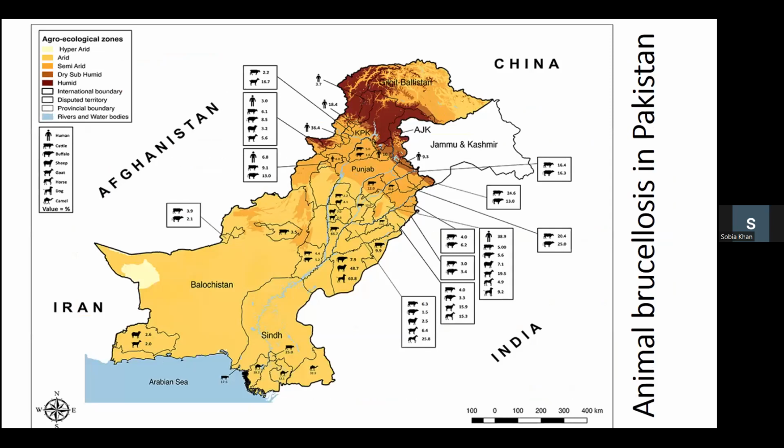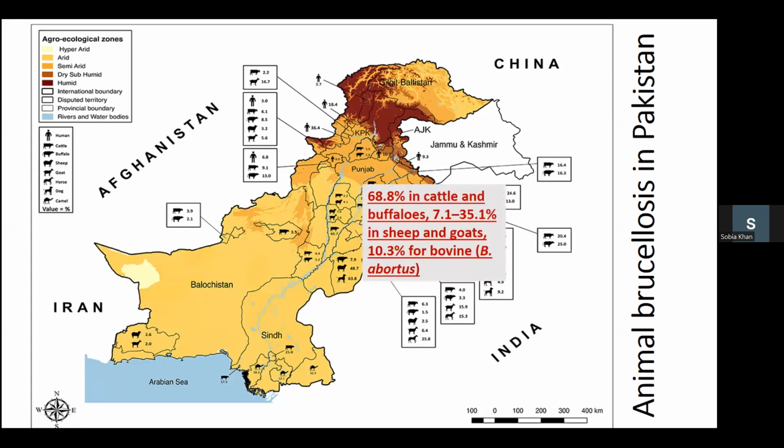So again, moving on to the actual burden of the disease, because brucellosis is a zoonotic disease, and unless we curb the infection in animals, we will not be able to control the disease in humans. So this was a very good review published in the Journal of Public Health, with data from Pakistan on animal brucellosis. And as you can see in the pictorial presentation, the majority of the studies are done in the Punjab province, followed by Khyber Pakhtunkhwa and Sindh, with Balochistan being quite neglected.